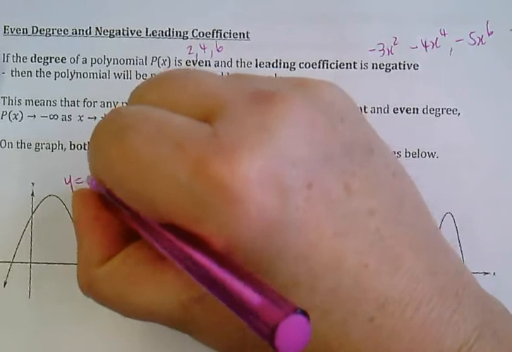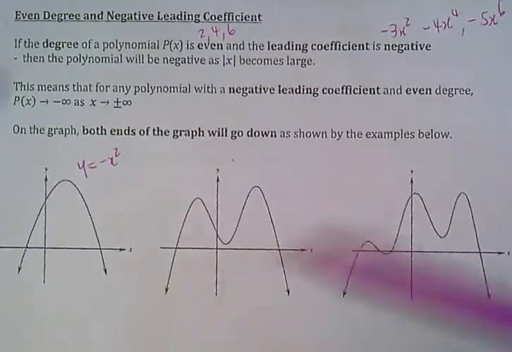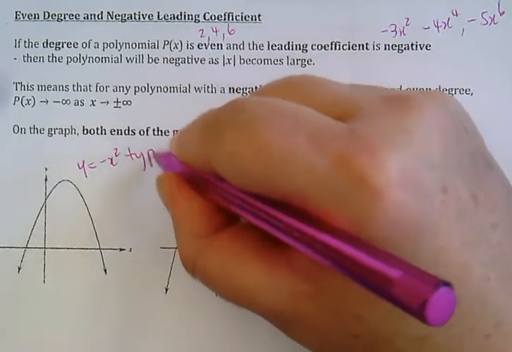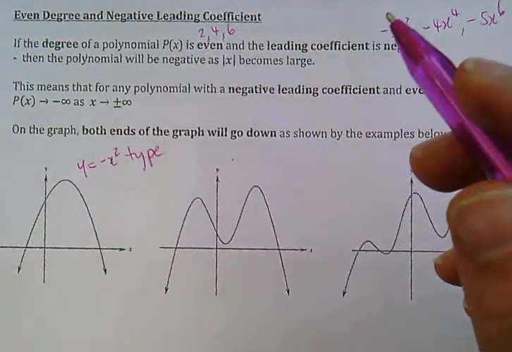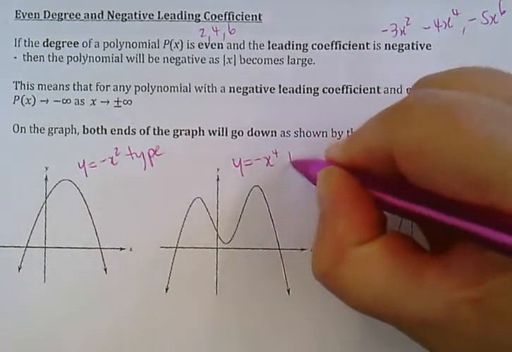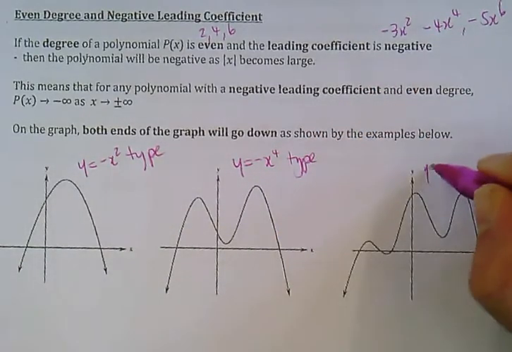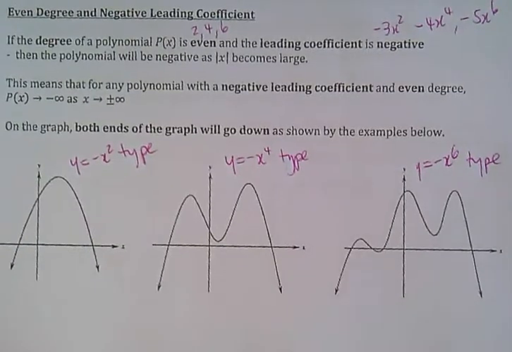Now, you already know y equals negative x squared looks like this. Okay, so this is negative x squared type. It doesn't mean that it's just y equals negative x squared, all right? It would be negative x squared, maybe minus x or plus x or something like that. But you just look at the leading coefficient for the shape, okay? This is a y equals negative x to the power of 4 type of graph. This is a y equals negative x to the power of 6 type of graph. But there will be other terms in it, okay?